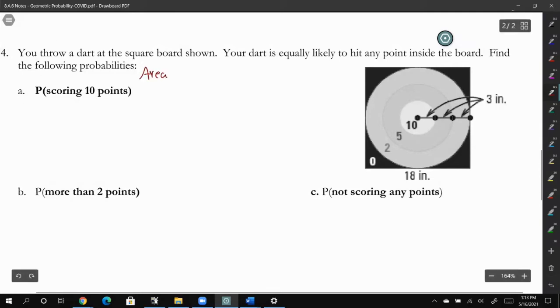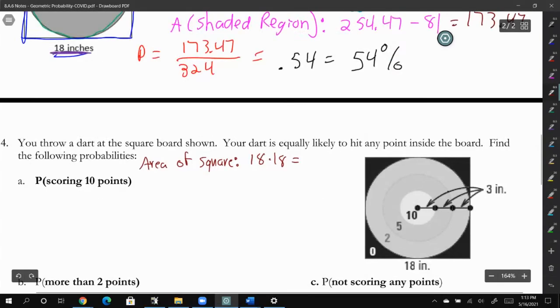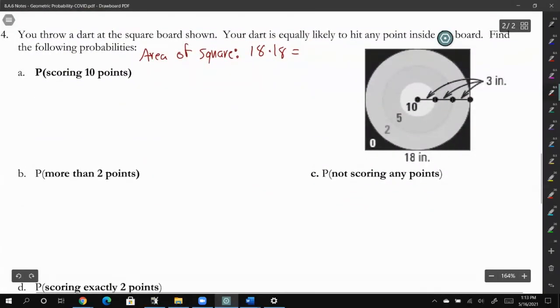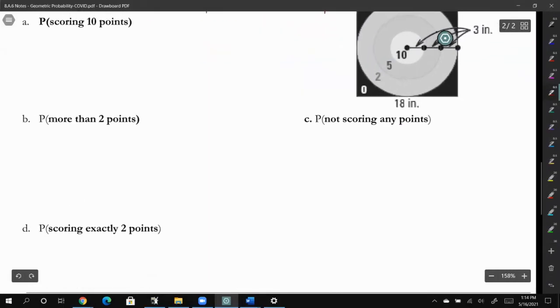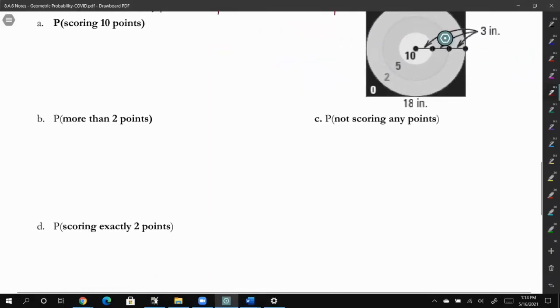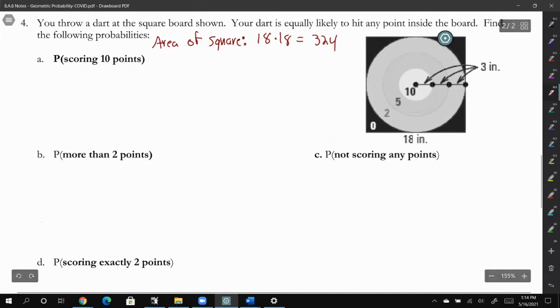Area of square. Okay, that is going to be 18 times 18 like we had on the previous page. And I think that was 324. So all of these probabilities here are going to have a denominator of 324 because that's the area of the whole board here. Now we're going to have to find the area of some of these circles.